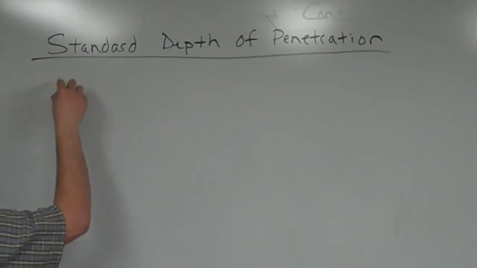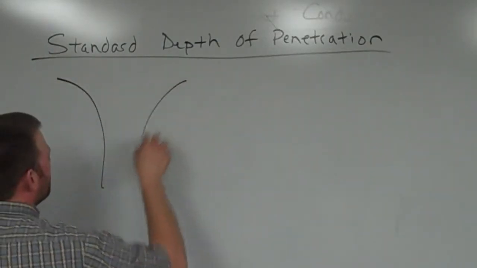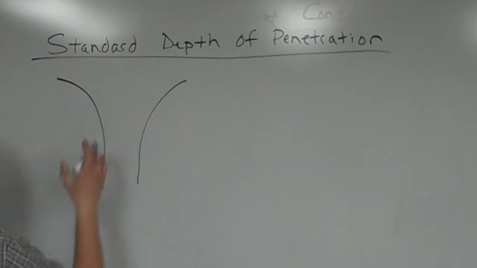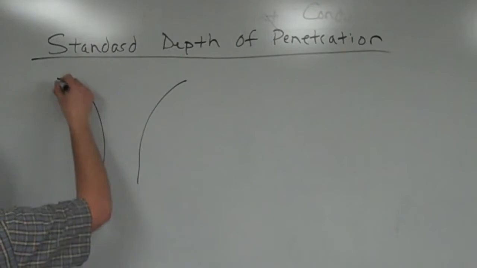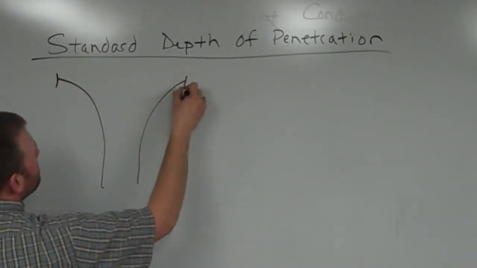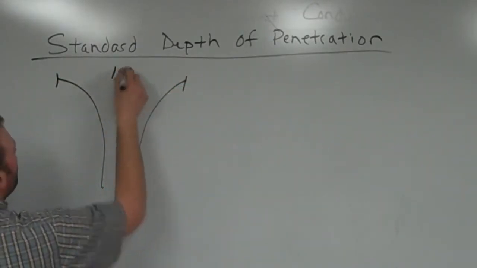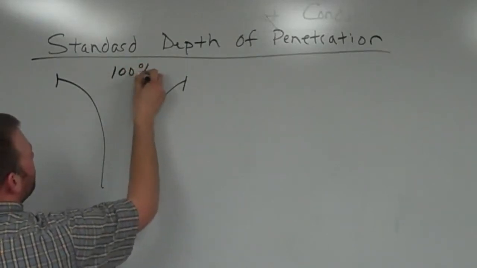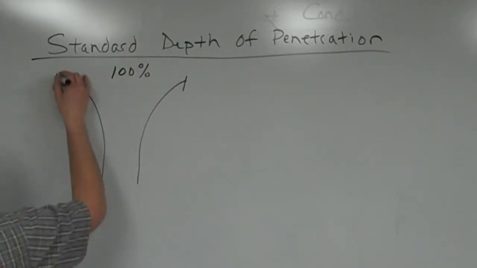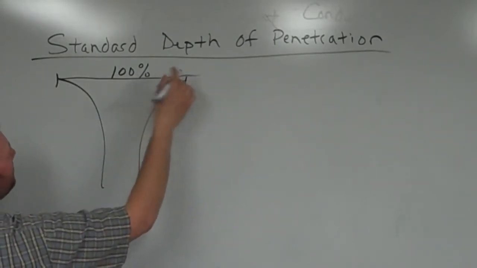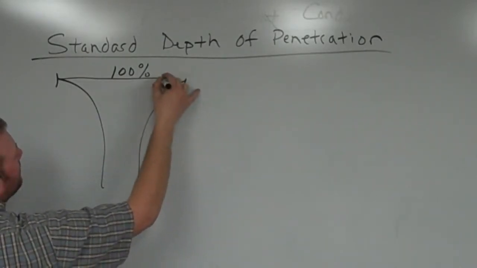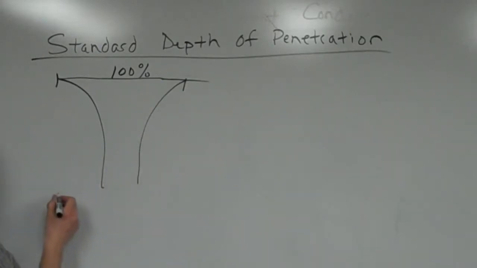You remember from everything we've talked about so far, eddy currents are coming down like this, and you can view this as a percentage or amount of eddy current. If we could measure this amount, we would call that 100% of surface density. So let's say we've got a part. There's the surface of our part, and here's the back surface of our part.